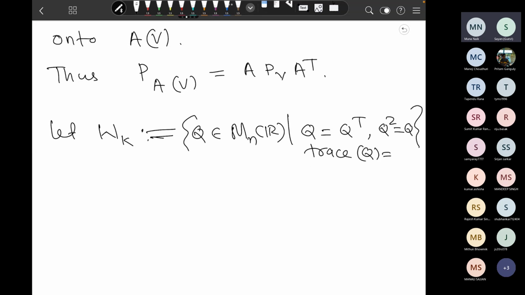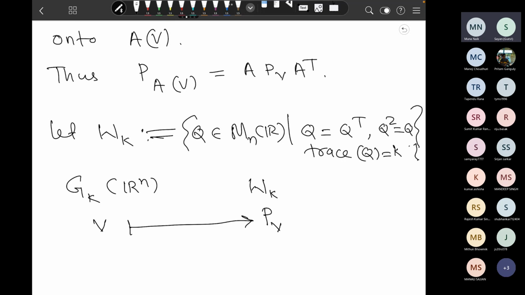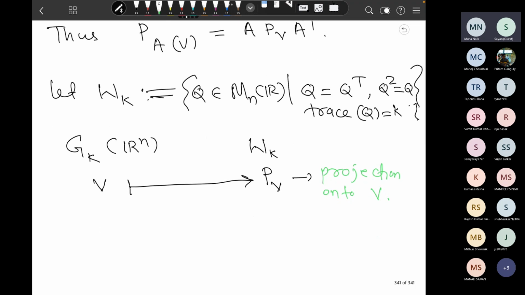Q is equal to K. So I get this GKRN, and I get these two spaces, WK. You take this V in GKRN and you can associate to it this PV. This PV is the projection onto V. And this really belongs to an element of WK.